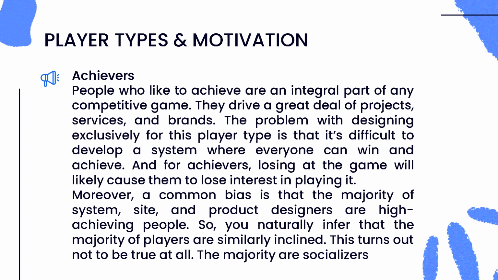Achiever is a user who loves to win, and is an integral part of any competitive game. Players of this type lead many projects, services, and brands. The problem with designing exclusively for them is that it is difficult to develop a system where everyone can win and succeed. And for the achievers, losing in the game will likely lead to them losing interest in playing it. Furthermore, a common misconception is that most system, site, and product designers are high performers, so it is naturally inferred that most players are similarly inclined. This turns out not to be true at all. The majority are socializers.